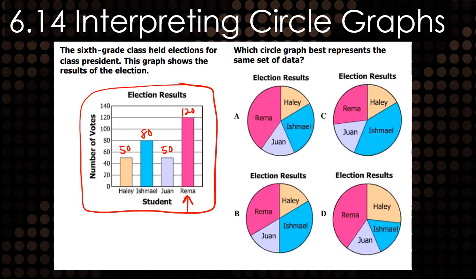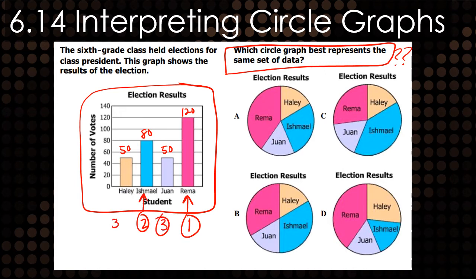And so the question is asking, which circle graph best represents the same data? And so we have to figure out which one shows that Rayma had the most votes, that Ishmael had the second amount of votes, and that our friends Juan and Haley both have the same percentage. So let's go ahead and take a look at these graphs here.